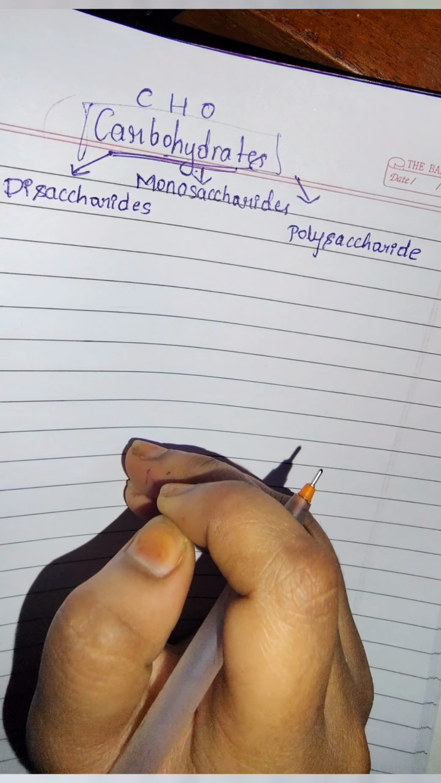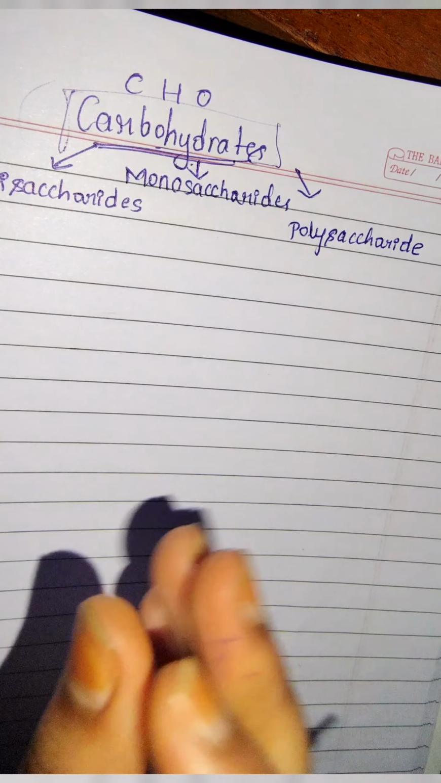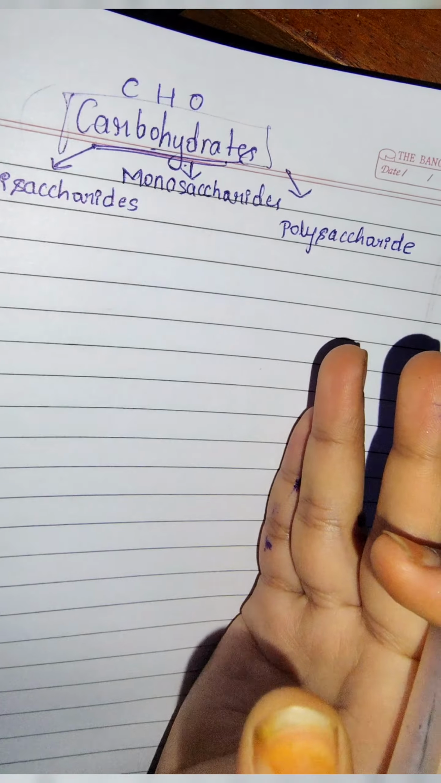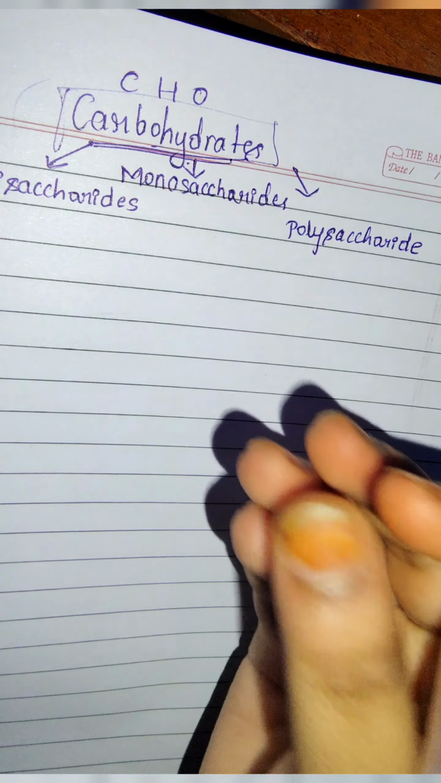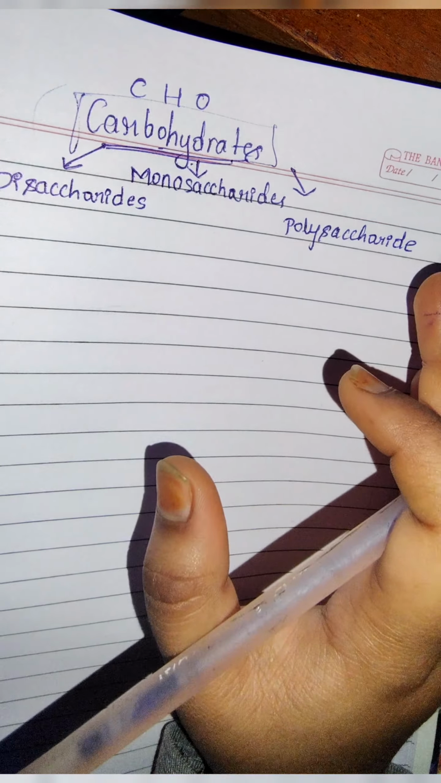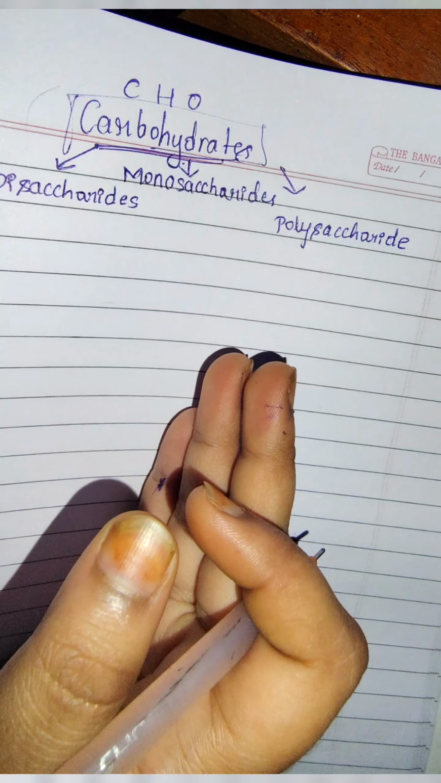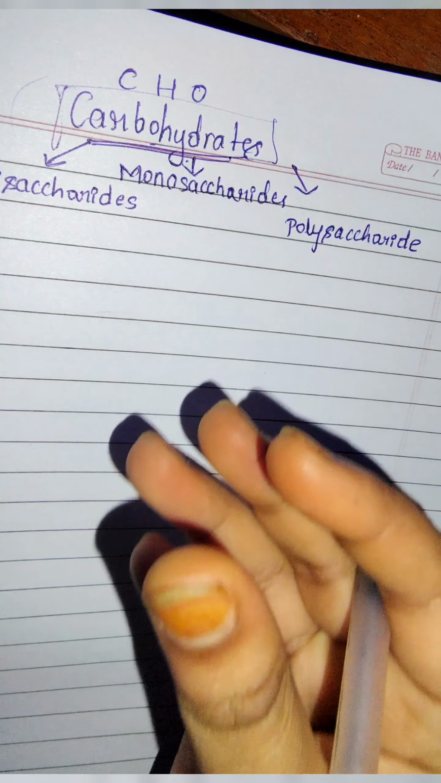Why have we classified carbohydrates this way? See, we have classified them based on the process or method of hydrolysis. What is meant by hydrolysis? Lysis means breakdown, hydro means water. So breaking down a compound in the presence of water is called hydrolysis. We take a carbohydrate and put it into water, and it gets hydrolyzed. After hydrolysis, how many simple sugar units we get, based on that we have classified this. I hope you understand.